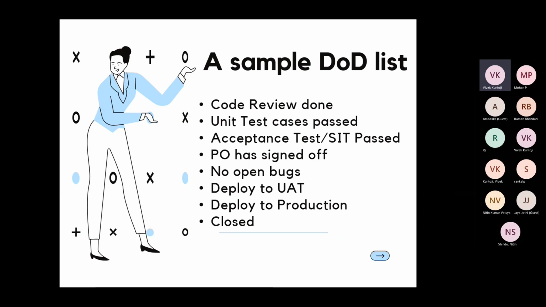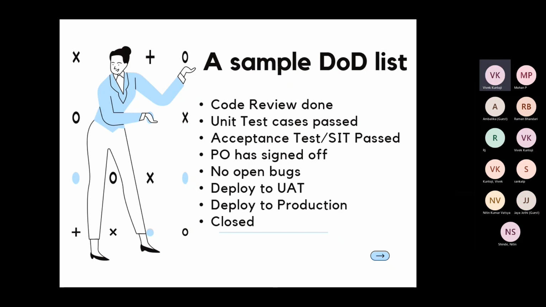So one of the points could be that code review is done, as I've mentioned in the example earlier. It ensures that all your work items have passed through this code review process. Second is that unit test cases have passed, acceptance test or SIT has passed, or next could be that PO has signed off, as I've mentioned, right? This may or may not be part of the DOD list. It really depends upon the need of your project and how you want to take it. If you don't want to worry about seeking PO sign off separately, on emails or on the tool, you can just include this as part of the DOD list, saying that PO has signed off. Once your PO has signed off, then you can ship this work item or release this work item into production.